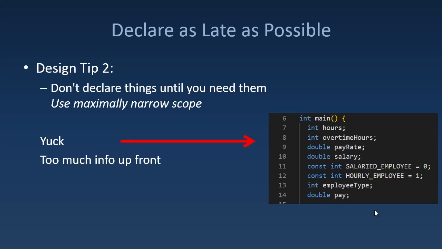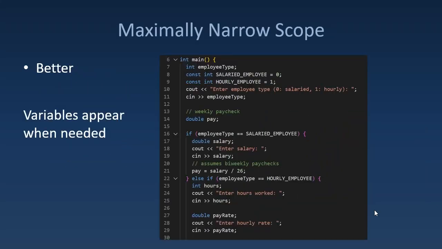So what's the better way to write a program where I'm using all these variables? Well, it's going to be to just declare them when I need them. So this particular program is designed to figure out someone's salary. And so first off, we start by figuring out, are they a salaried employee or an hourly? So I'm just asking, enter 0 for salaried or 1 for hourly. And that is stored into employee type.